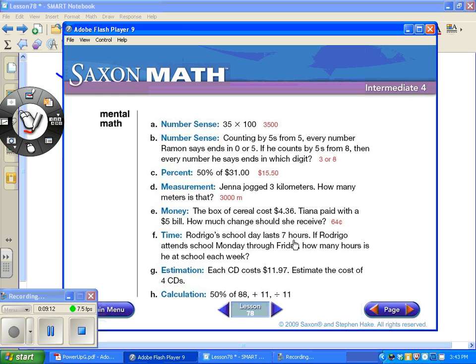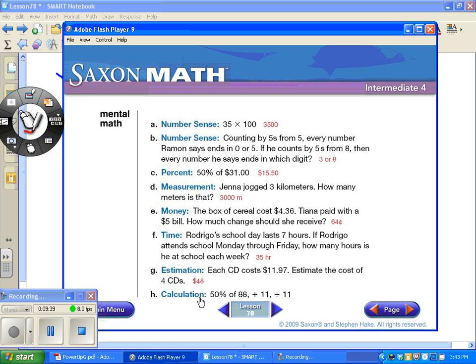Rodrigo's school day lasts 7 hours. If Rodrigo attends school Monday through Friday, how many hours is he at school each week? So Monday through Friday is 5 days times 7 hours, 35 hours. Each CD costs $11.97. Estimate the cost of 4 CDs. And we would round this off to $12 and then say 4 times 12 is about $48.